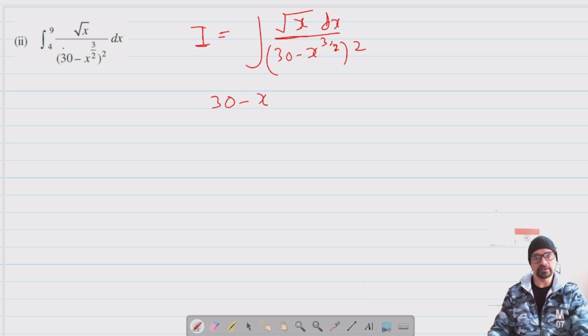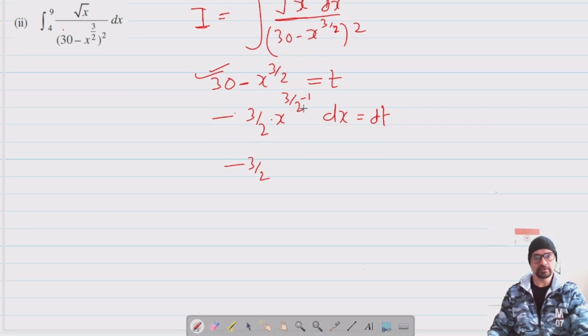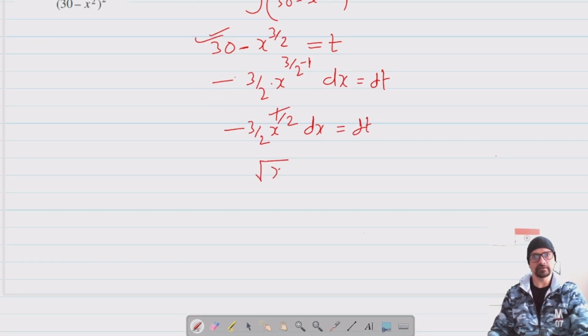So let's say 30 minus x raised power 3 by 2 is equal to t, and differentiating this with respect to x gives us: the differentiation of 30 is 0, and for x raised power 3 by 2 it's n into x raised power n minus 1, so 3 by 2 into x raised power 1 by 2 dx is equal to minus dt. And x raised power half is root x, so root x into dx is minus 2 by 3 into dt.